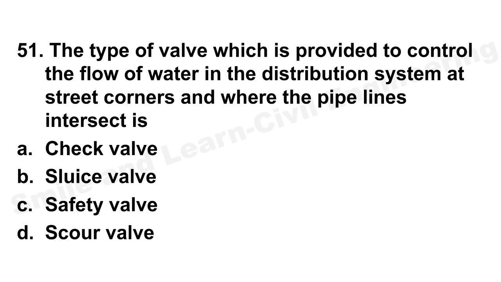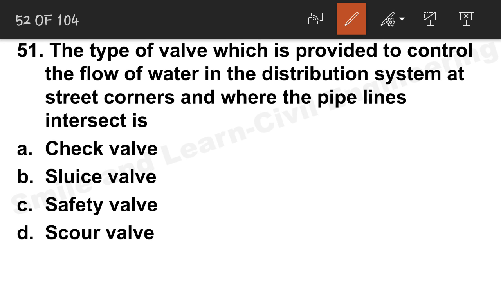Question number 51. The type of valve which is provided to control the flow of water in the distribution system at street corners and when the pipelines intersect is. So this kind of valve is called a sluice valve. Okay, option B. To control the flow of water in the distribution system, sluice valve is used.